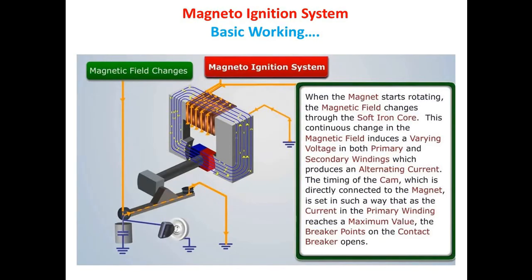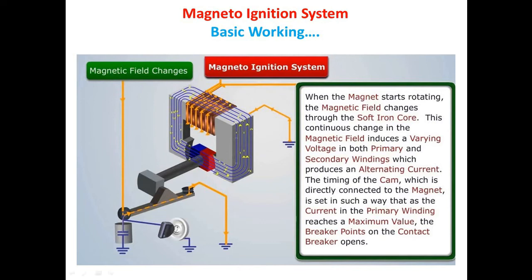Now we will see how the magneto-ignition system works. Before going to the magneto-ignition system, let's see how a magneto works in this system. Generally, the battery and ignition coil of a battery ignition system are replaced by a magneto in a magneto-ignition system, and the rest of the arrangement is the same as that of the battery ignition system.